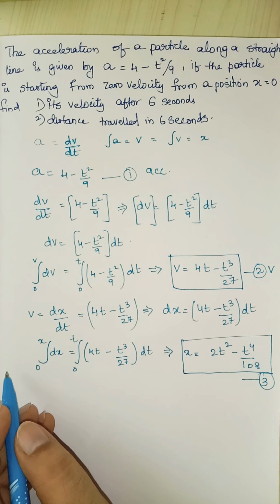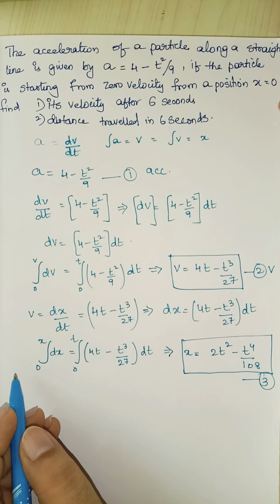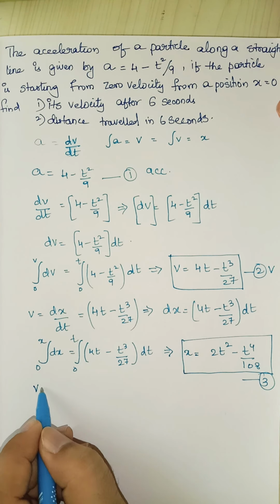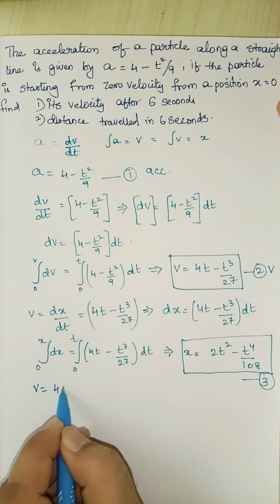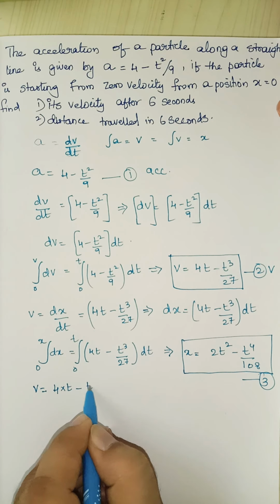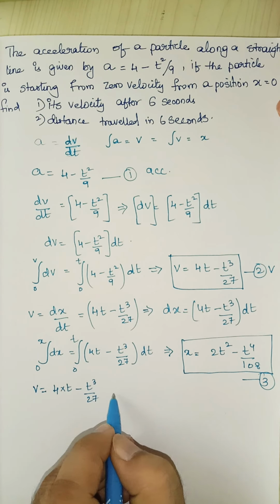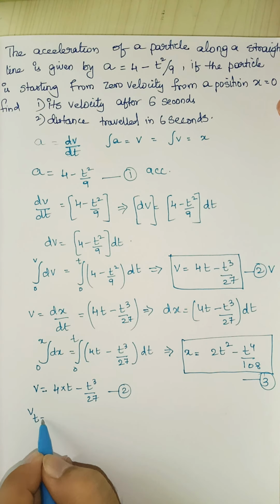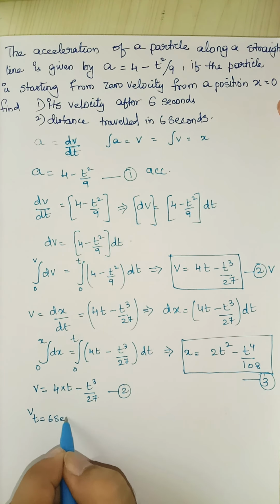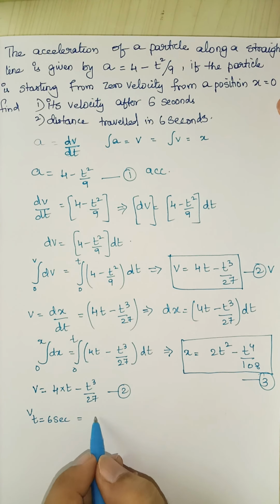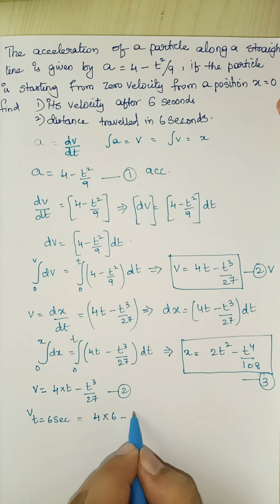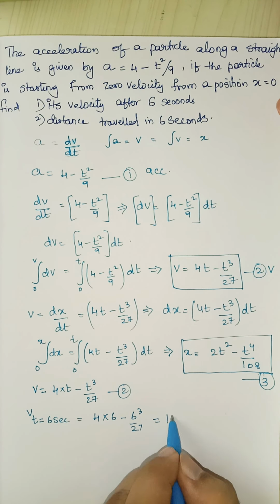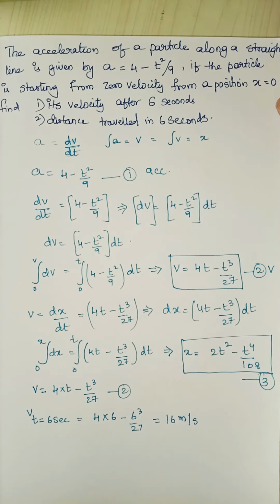Now in the question they have asked us to determine the velocity after 6 seconds. So velocity v = 4t - t³/27. This is actually the second equation. Velocity at time t = 6 seconds. Just substituting the value of t = 6 here, 4 times 6 minus 6³/27, you'll get the value as 16 meters per second.